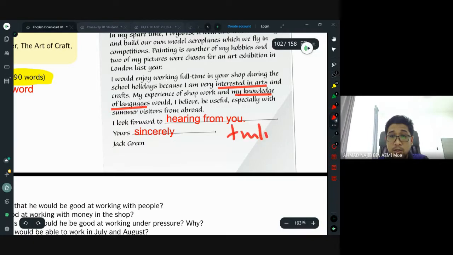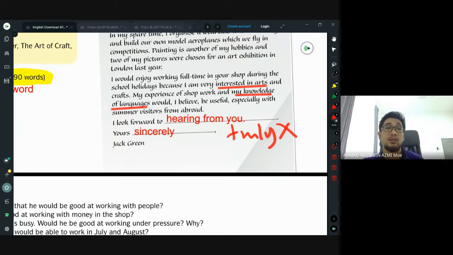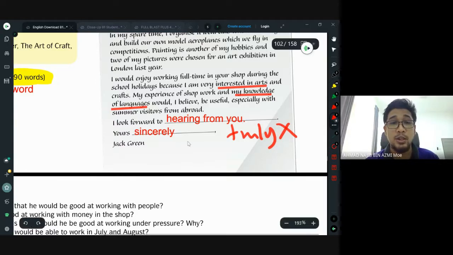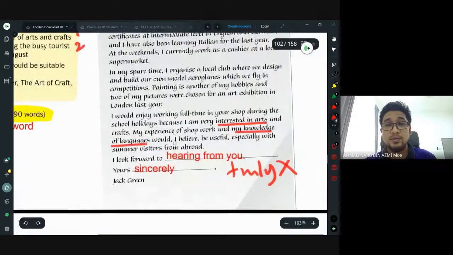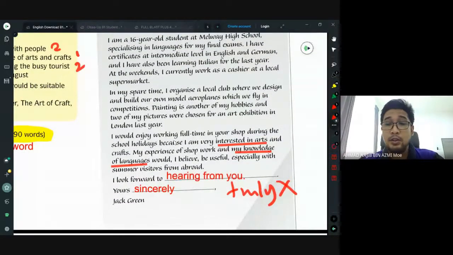But what you shouldn't use is truly. Yours truly? No, don't use this. Yang ni cuma untuk surat kiriman tidak rasmi. If you're writing to your friend or your cousin, you can use yours truly. Or your uncle, your friend ke benda ke semua, don't do that. So sincerely or faithfully, salah satu tu saja untuk surat rasmi. And then your name, that is it. And there you have it, your formal letter.